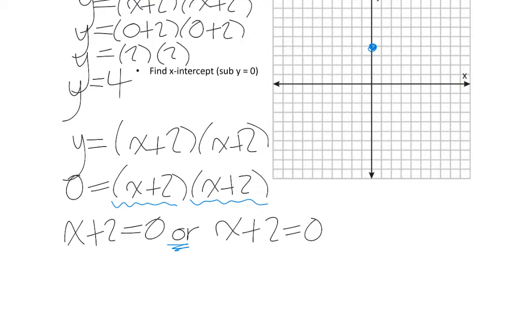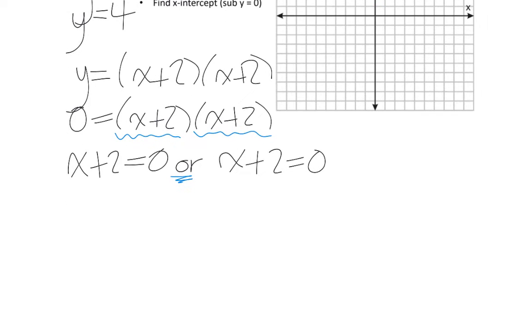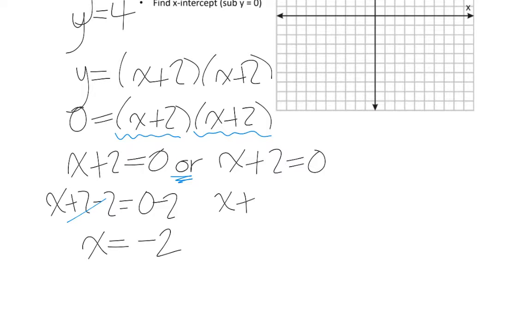So you can just rearrange these. I'm going to subtract 2 from both sides. So that's x plus 2, subtract 2 equals 0, subtract 2. That cancels out. So I have x is equal to negative 2. And if you didn't notice, the exact same thing happens over here. So I'm going to subtract 2 from both sides. That disappears. Then x is just equal to negative 2.